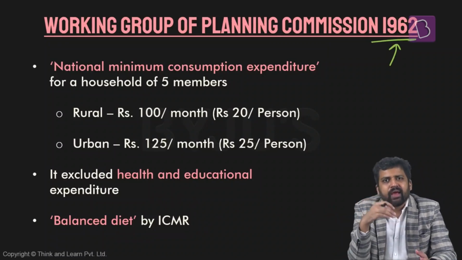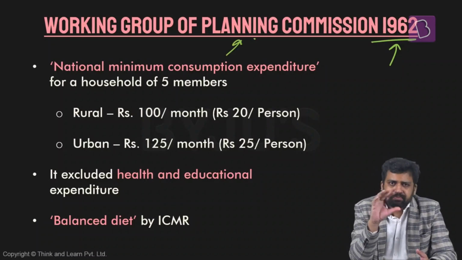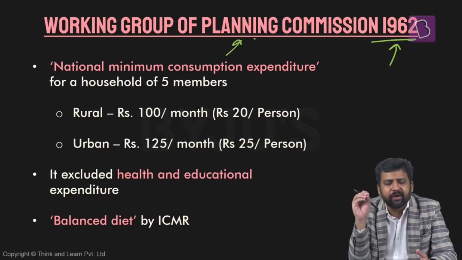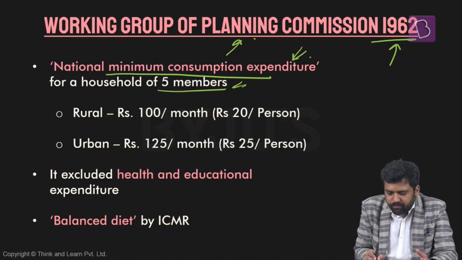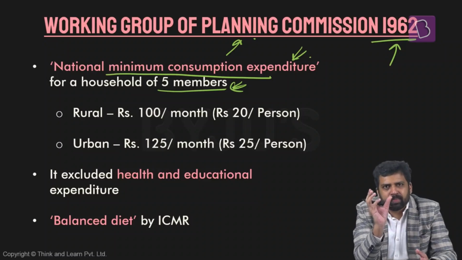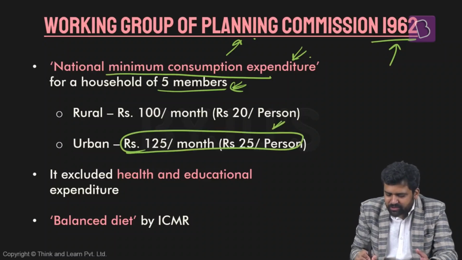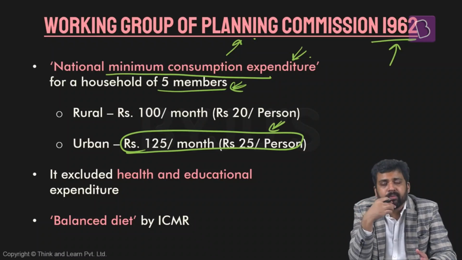One of the initial estimates in post-independence India was made in 1962. At this point of time, the working group of Planning Commission was tasked with the work of estimating poverty in India. So what they did was they found out a national minimum consumption expenditure for a household of 5 members. So what they're saying is, if you are in an urban area or if you are in a rural area, they're finding out a threshold. If you are in an urban area, if you are able to spend 25 rupees per person per month, then you are above poverty line.